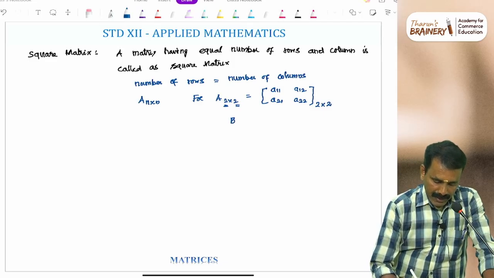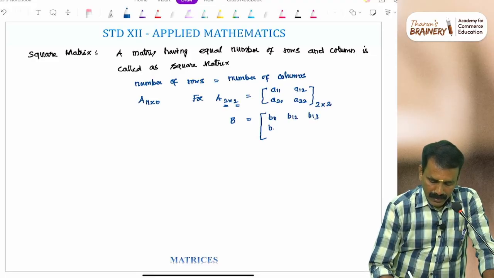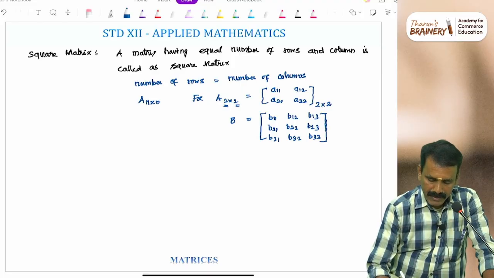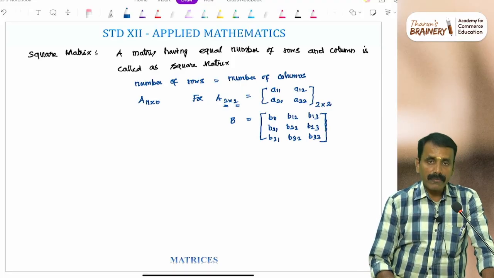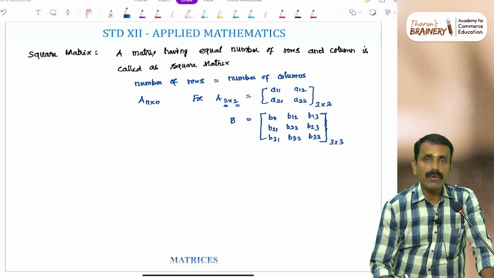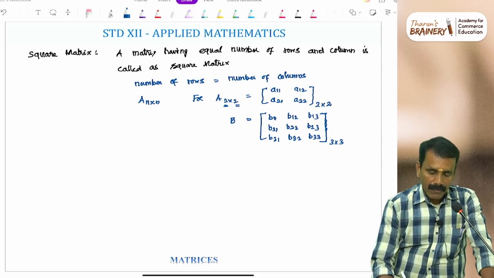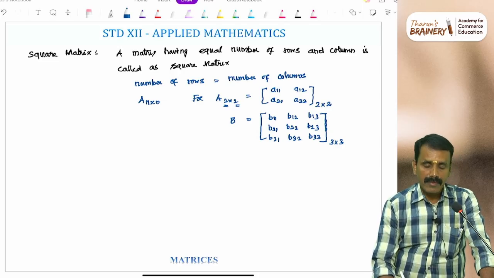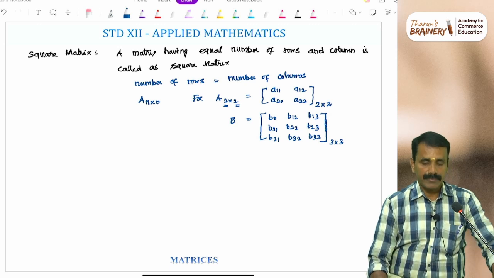Suppose we take another matrix B equal to B11, B12, B13, B21, B22, B23, B31, B32, B33. Now what is the order of this matrix? The order of this matrix is 3 by 3. Why is it 3 by 3? Because it has 3 rows and 3 columns. Since the number of rows is equal to the number of columns, it is a square matrix.